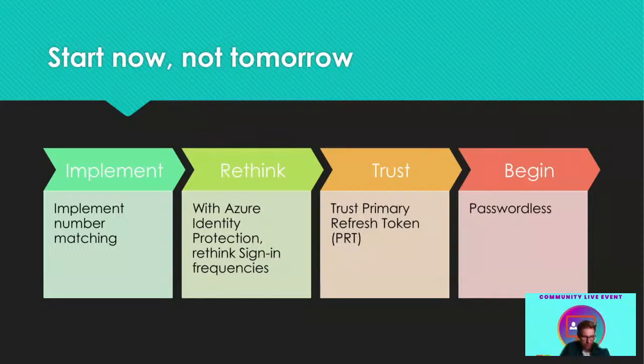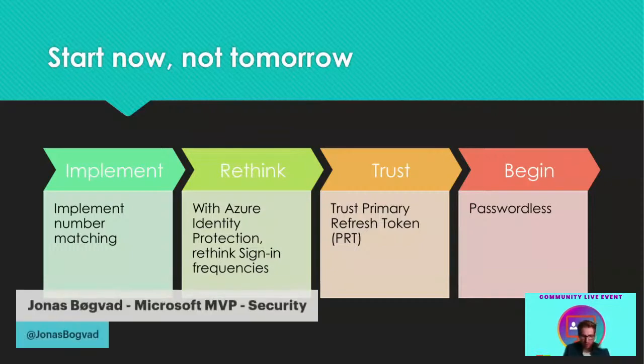That means we need to rethink, and we need to trust Azure Identity Protection. We need to trust cloud intelligence. We need to understand that every time we get a primary refresh token and MFA claim, we need to trust that MFA claim and the primary refresh token. That means no more prompting our users all the time, because Microsoft already handles a lot of the backend with cloud intelligence.